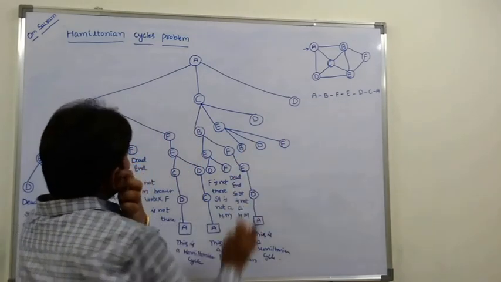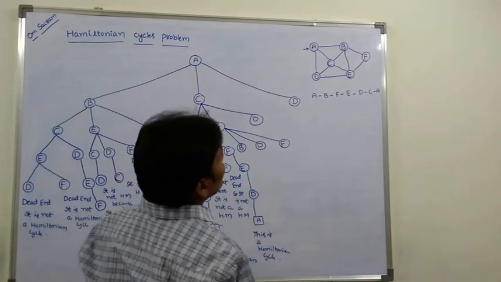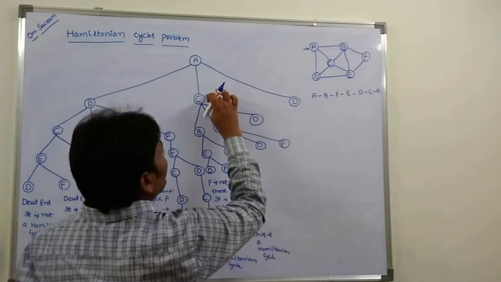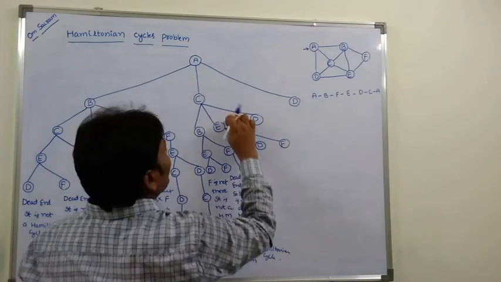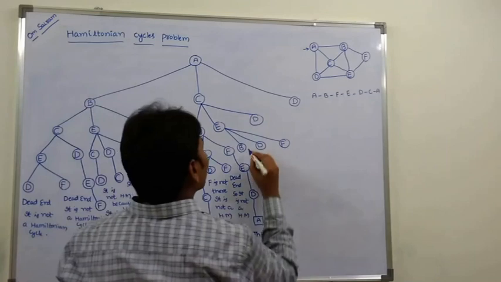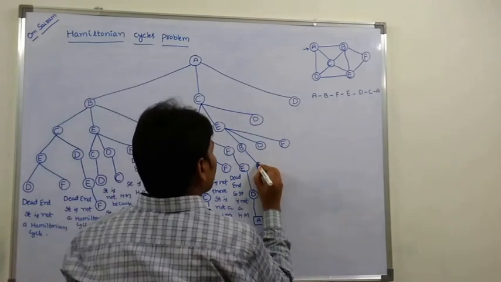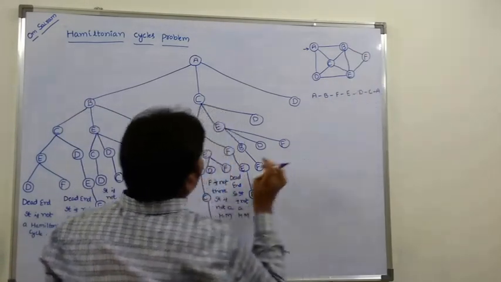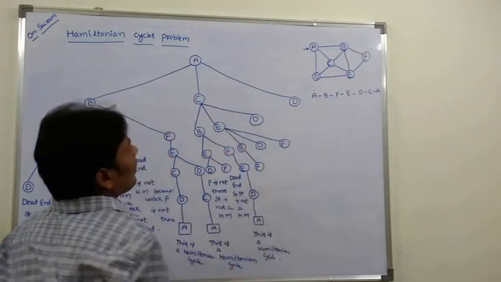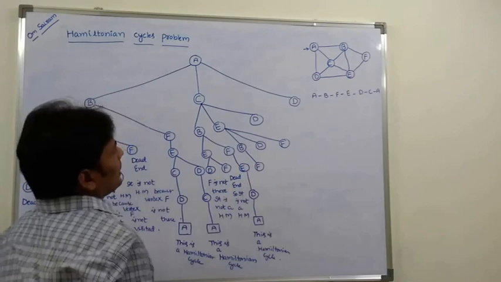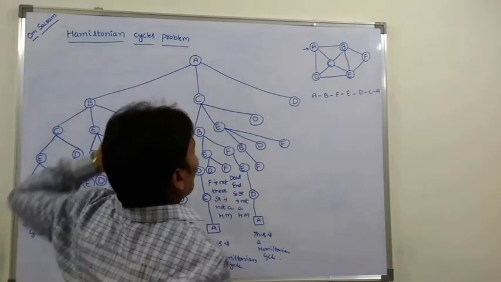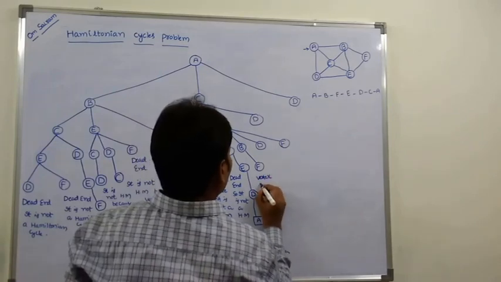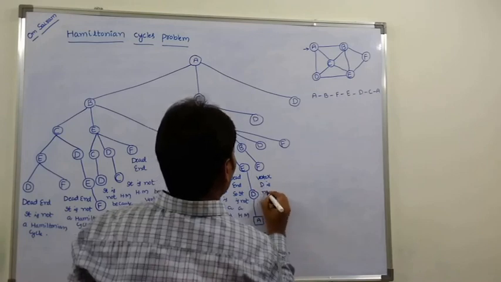Next, now consider vertex B. What are the adjacent nodes? A, C, E, F. A, C, and E are already completed. Only F is not visited. Consider F. What are the adjacent nodes for F? B and E. B is already completed, E is already completed, but D is not visited.